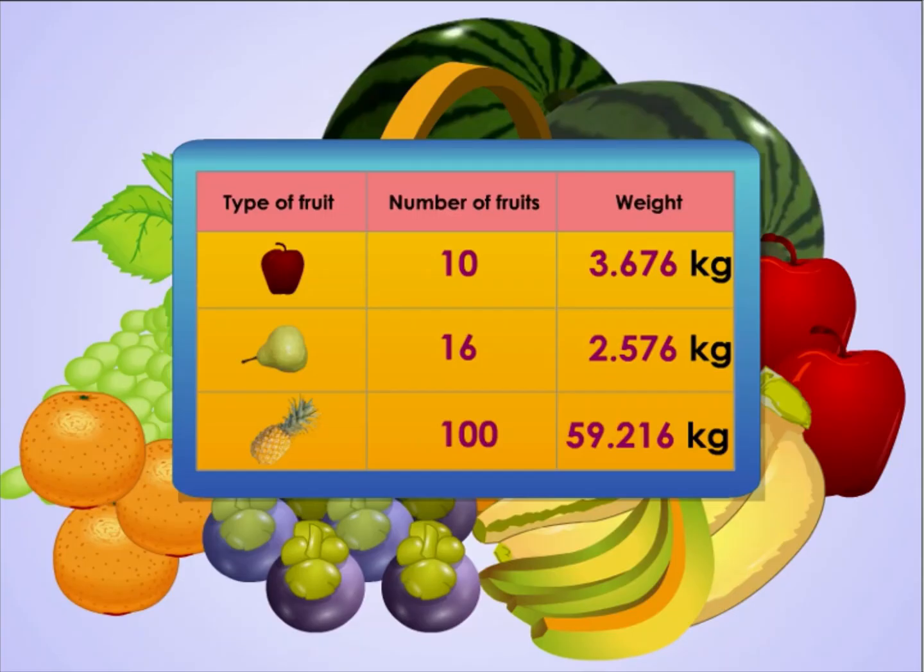Look at the picture frame. Let's create a simple division mathematical story from the picture. For example, 16 pairs weigh 2.576 kilograms. What is the weight of one pair? Let's try to understand this problem. How many pairs are there? Yes, children, there are 16 pairs. What is the total weight of the pairs? Yes, the total weight of the pairs is 2.576 kilograms. We want to find out how much one pair weighs.